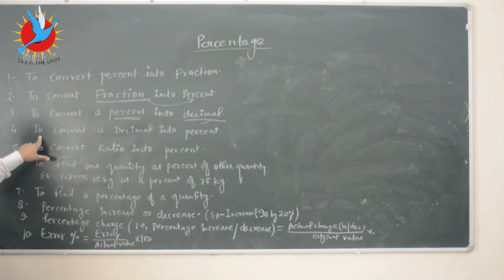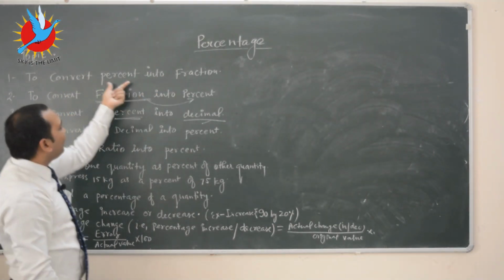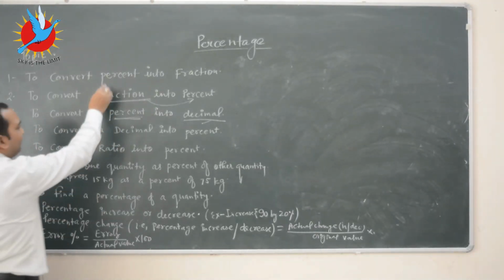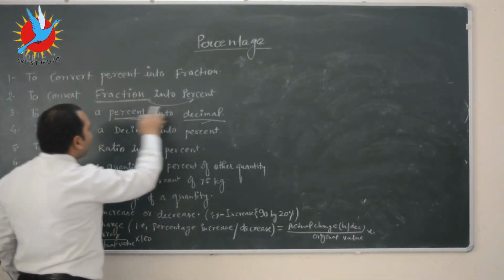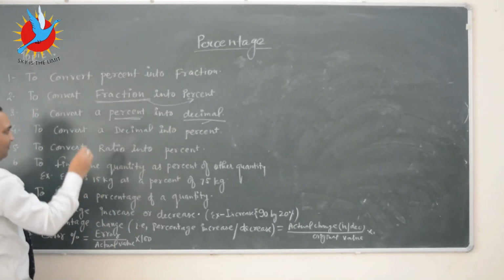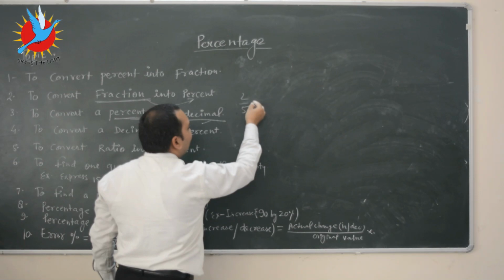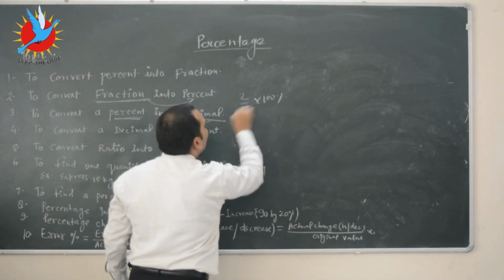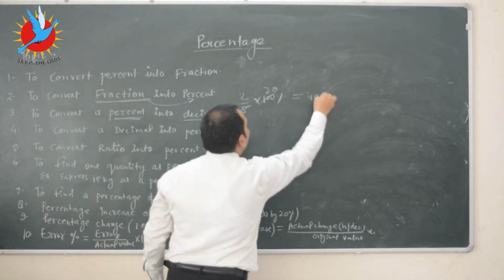Next, fourth one. So it is clear that to convert percent into a fraction, we divide by 100, out of 100. 5%, 5 out of 100. Similarly, to convert a fraction into percent, we multiply the fraction by 100%. Consider 2 upon 5, convert into percentage, so into 100%. So it will be 5 twos are 10, so 2 times 20 is 40%.